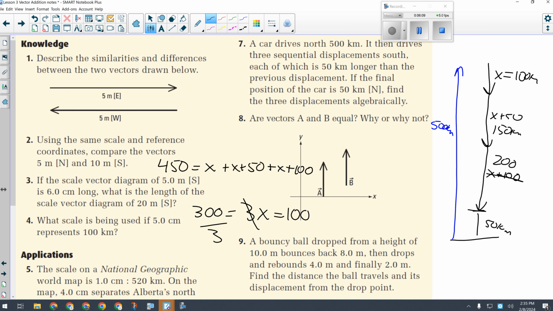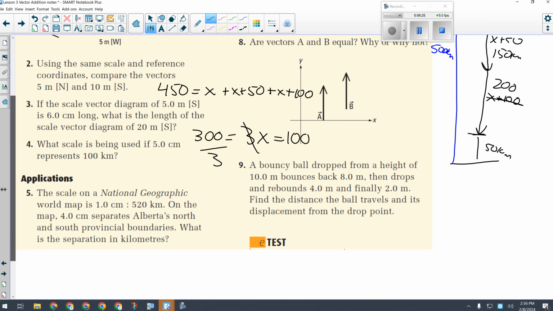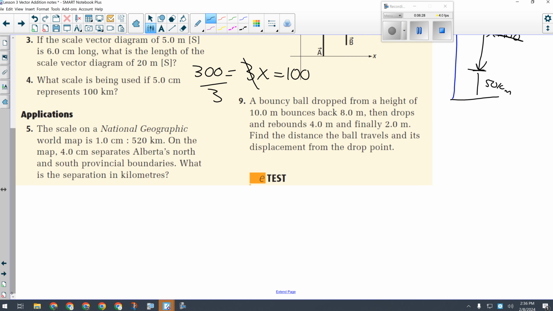Well, the first one I knew was x. And the next one I knew was x plus 50. And the next one I knew was x plus 100. And then I just put them in an equation. x plus 50 plus x plus 100. Then I'm done. I can figure it out from there. Okay. Try number 9. Use a diagram for number 9. It's much easier than 7 was.